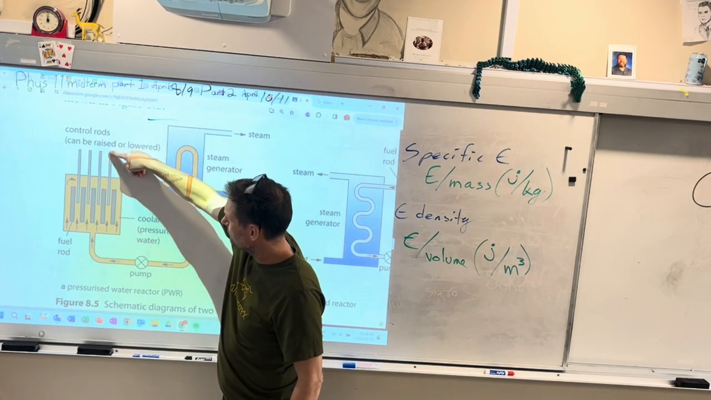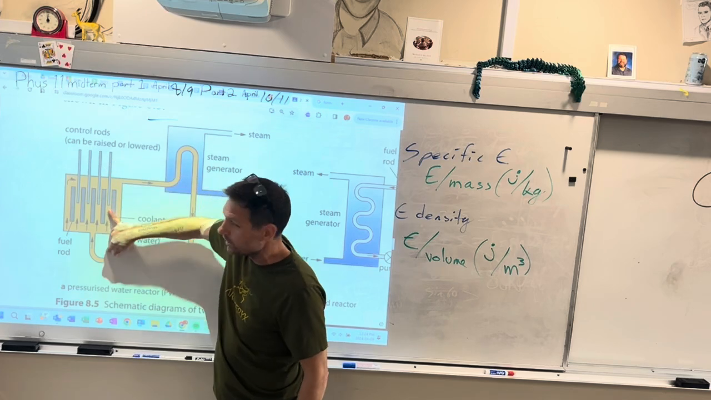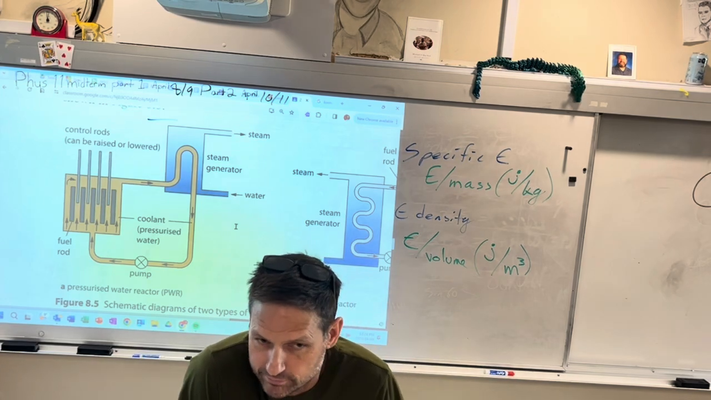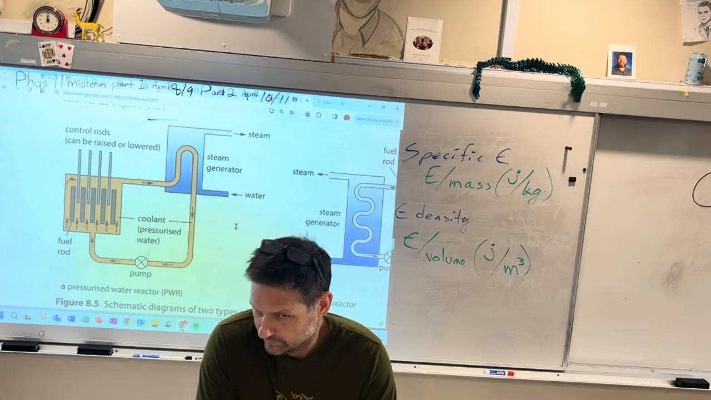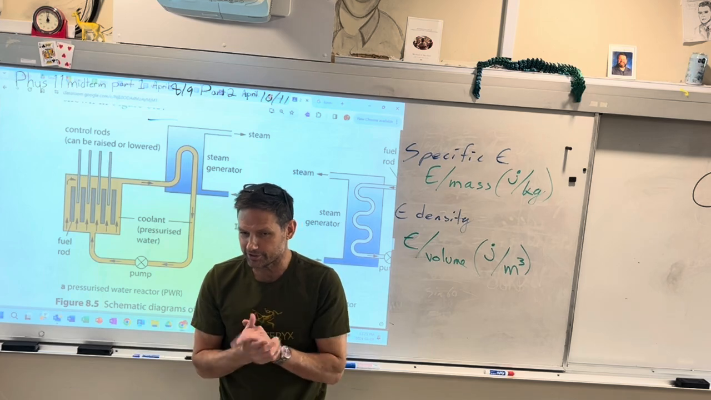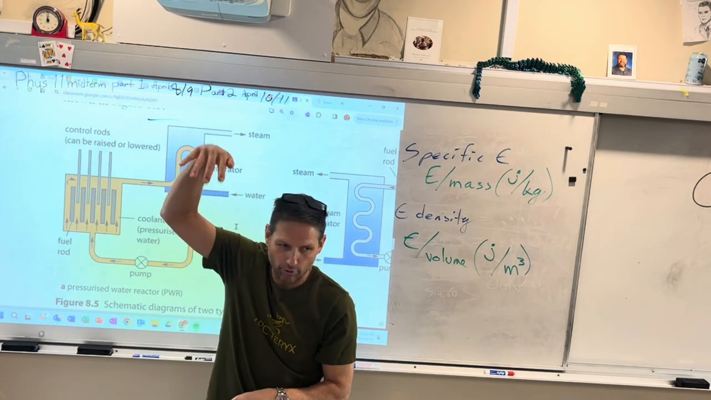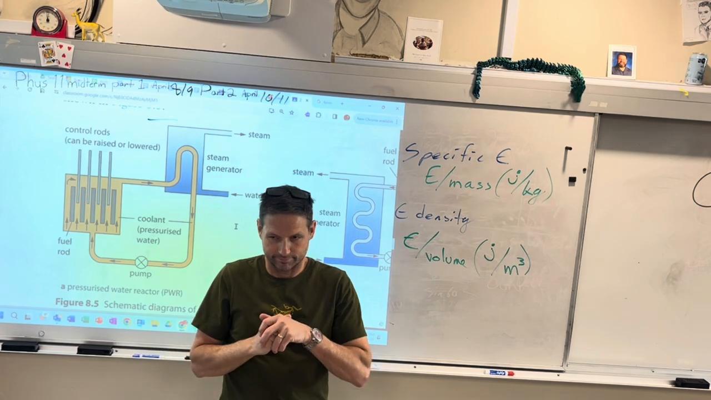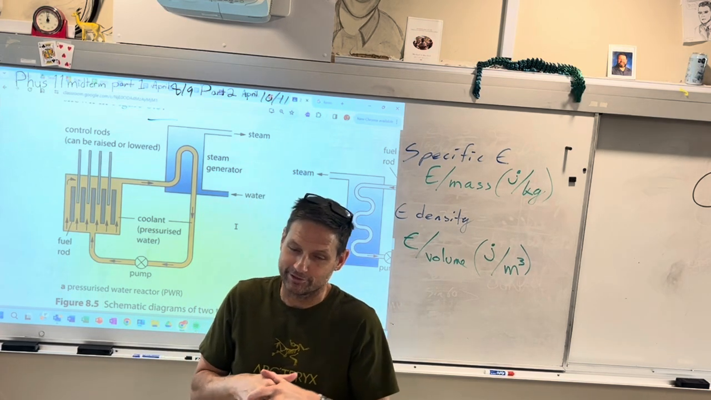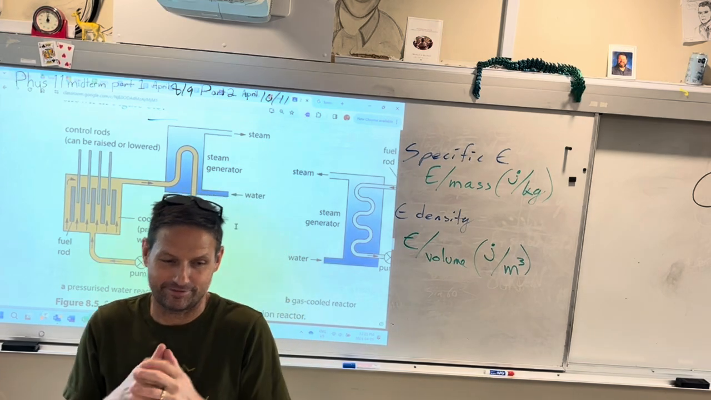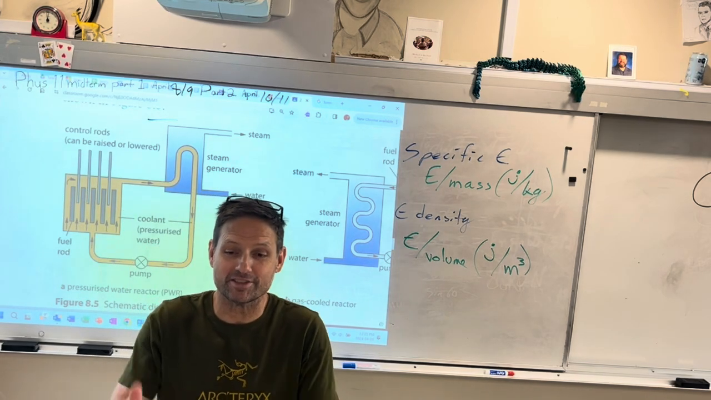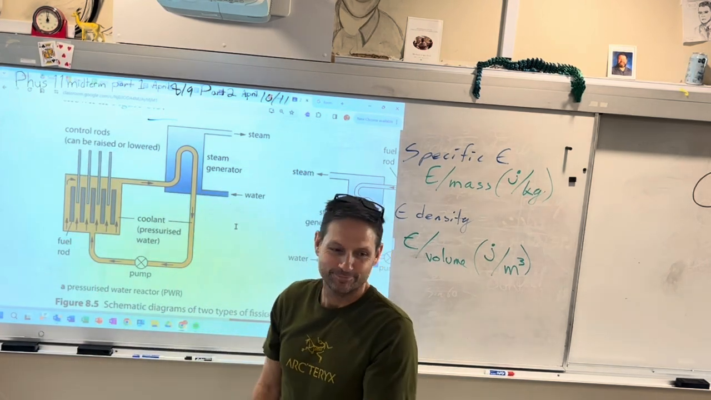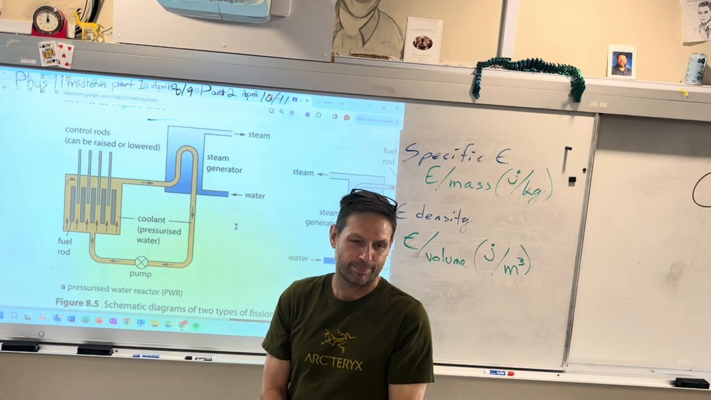If you lower the control rods, so everyone say control rods absorb neutrons. Control rods absorb neutrons. Good. It's important to understand. Putting the control rods in stops the reaction. So if you're ever working on a nuclear power plant and they're like, it's getting hot, don't pull the rods out. Put them in.